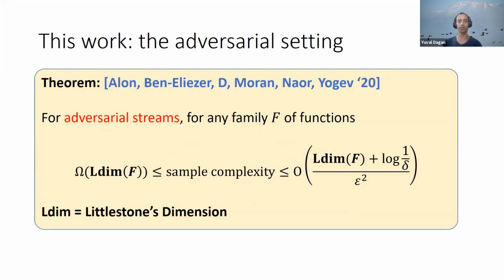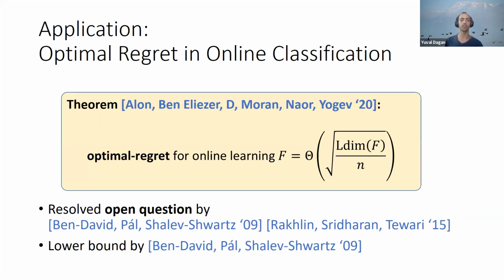In this paper, we show that up to constant factors, the optimal sample complexity equals Littlestone's dimension of the class of functions. Littlestone's dimension is the analog of VC dimension for online learning. So we see a connection between adversarial sampling and online learning. In fact, there is another connection. Our proof technique improved the optimal guarantee given for online learning, and this resolved an open problem. So we get a better bound for online learning. It is tight up to constant factors.